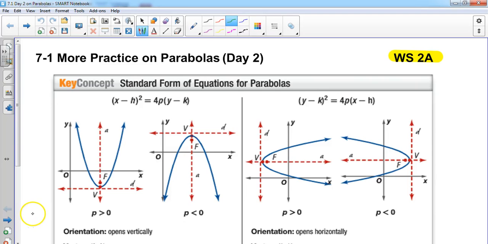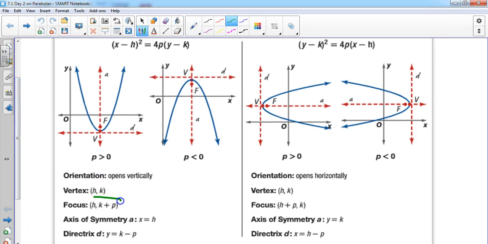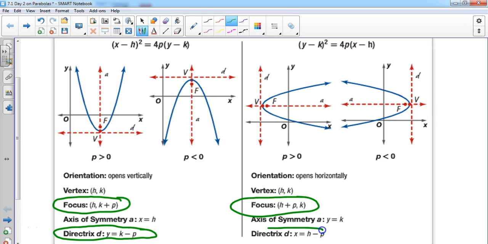All right, this is lesson 2 on parabolas. We're going to use this chart a little bit more today. The part that we're going to focus on is here, this and this, or this and this, depending which way it opens. And then, of course, these equations at the top we need to know. I will have the reference sheet for you next week that has this chart on it, okay?